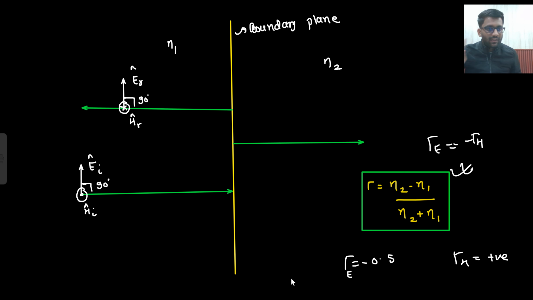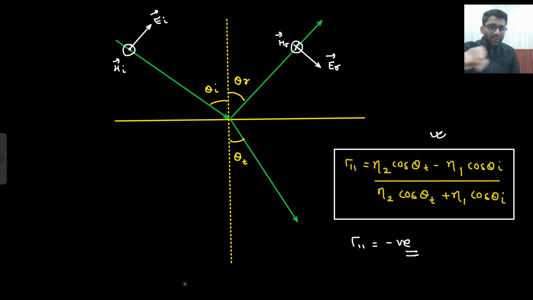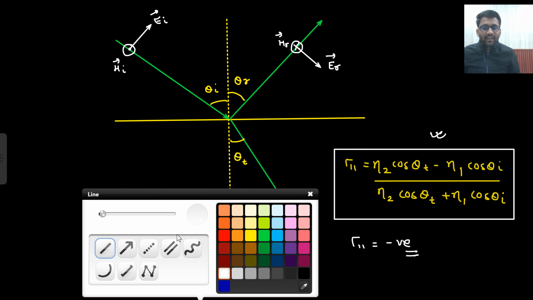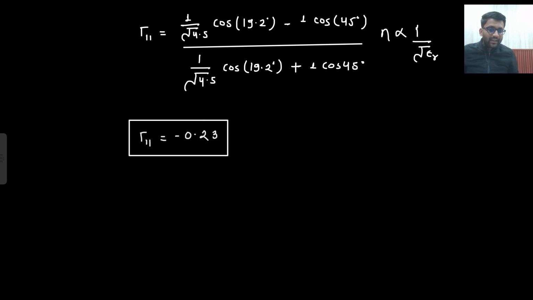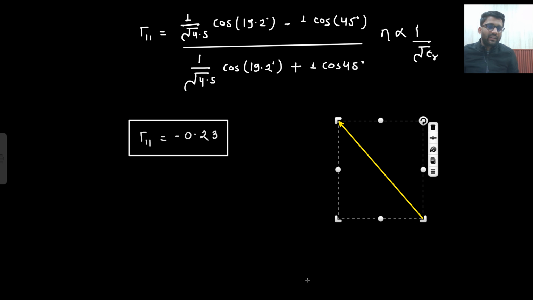So if my gamma is becoming negative here, that means I assumed my reflected electric field to be in this direction, but actually my reflected electric field will be in this particular direction. Why is that so? Because my gamma became negative. If my gamma became negative, this will be the actual direction. So in the diagram, what will be my direction of reflected electric field? This will be the direction of reflected electric field.